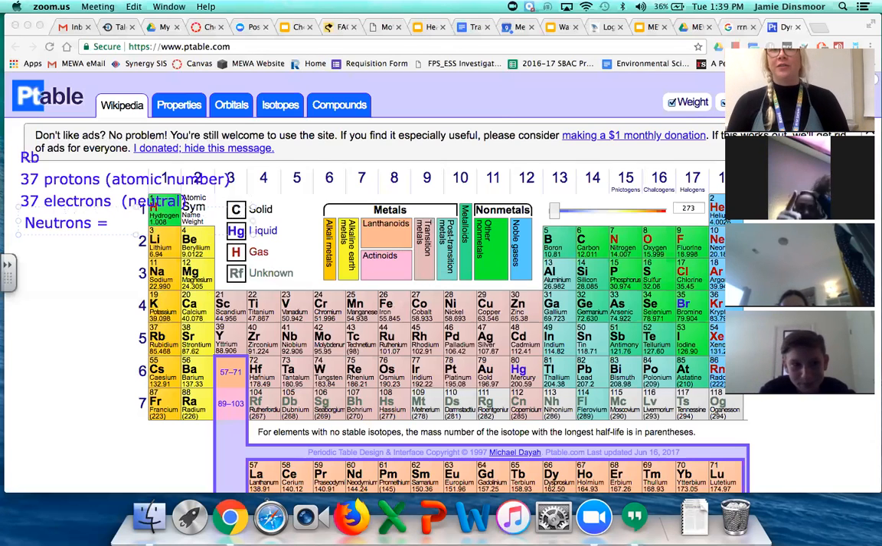How do we find neutrons? Just from looking at the periodic table, we're still talking about rubidium here, Rb, number 37. How would we figure out how many neutrons are in a neutral regular atom of rubidium?